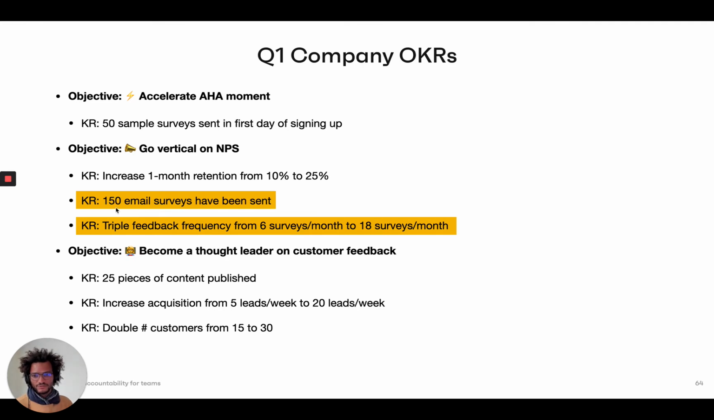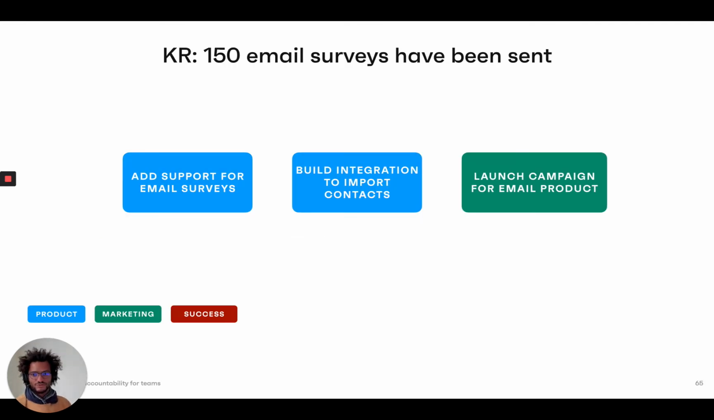Another thing to talk about, I'll jump to this slide and explain it a bit. So you take that key result, 150 email surveys that have been sent. And one thing I talked about in the previous video is that you really want your key result, as much as possible, to not be a project, to not be binary, like build the email surveys.